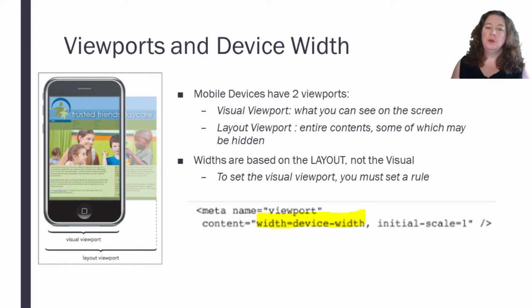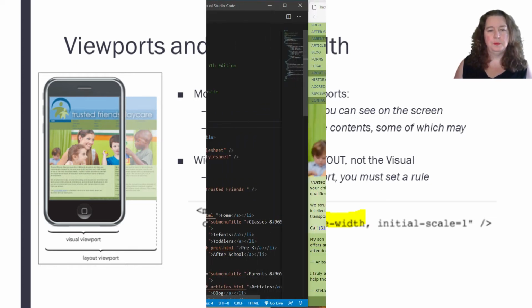Our visual viewport versus our layout viewport. When you think about those two words, our layout viewport is going to be the viewport as it's laid out in our regular basic CSS, and the visual is what can you see on the screen. So the widths are always based on the layout viewport, not the visual. So you must set that when you're doing a cell phone.